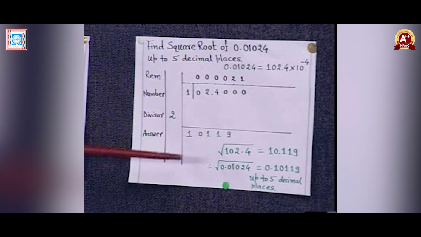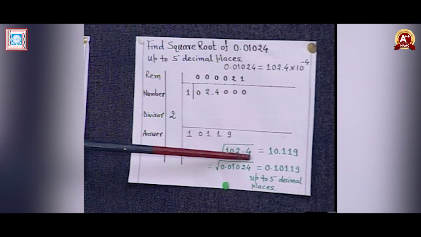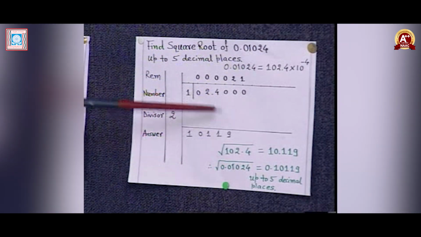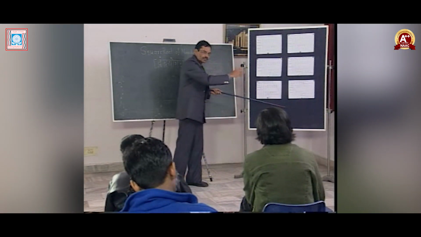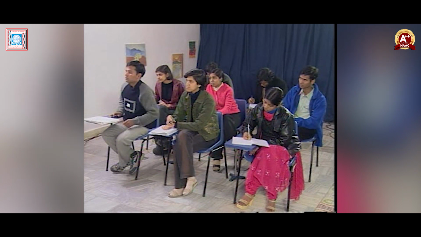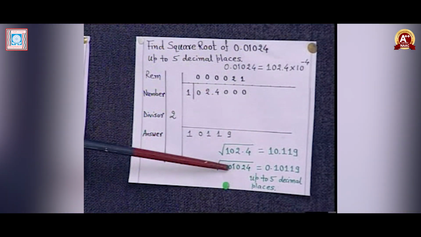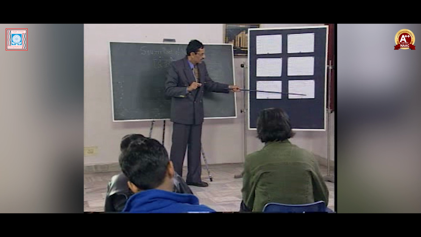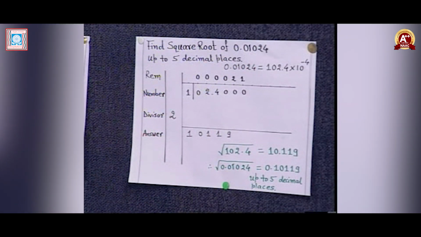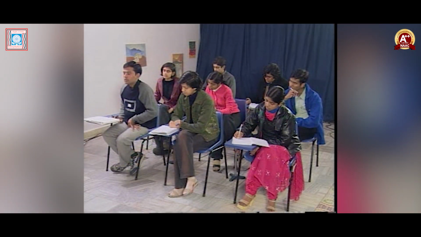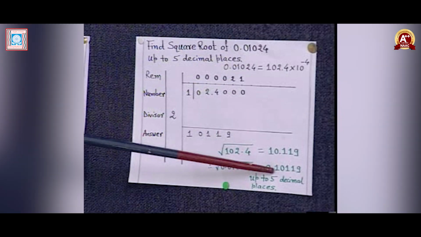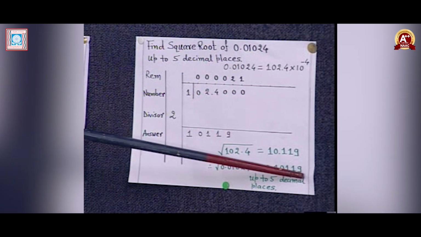So the square root of 102.4 is 10.119. As usual, 2 groups, I will keep the decimal place after 2 places as counted from the left, and hence the square root of 0.01024 is 10.119 multiplied by 10 raised to minus 2. So that will come out to be 0.10119 up to 5 decimal places.